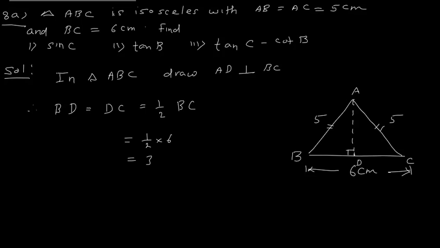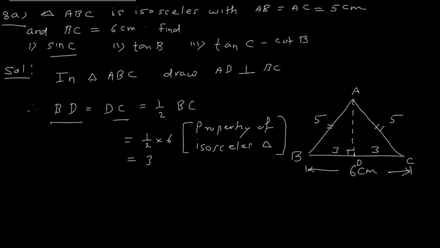What you can write? You can write here property of isosceles triangle, or you can say that perpendicular drawn from apex to the base in isosceles triangle bisects the base. So the value of BD and DC, they are equal to 3. So this is 3, this is 3. Now I want to find angle C.